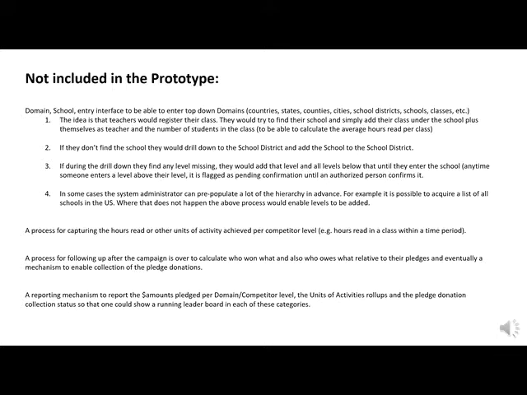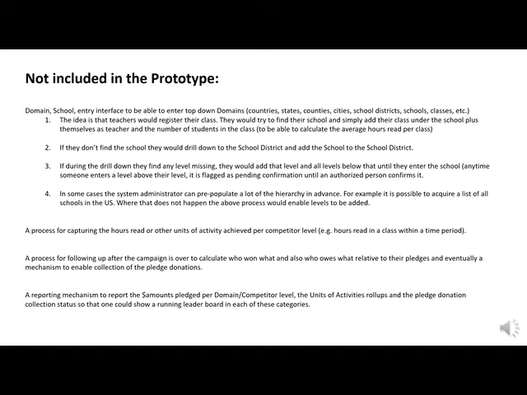If it's a level above whatever their level is, i.e. class, then this would be set up there pending confirmation by an additional user. Also missing is the process for capturing the actual hours read or other units of activities achieved per competitor level. And also missing is a process for follow-up after the campaign to calculate who won and also who owes what relative to pledges made, and eventually a mechanism to enable collection of the pledge donors.